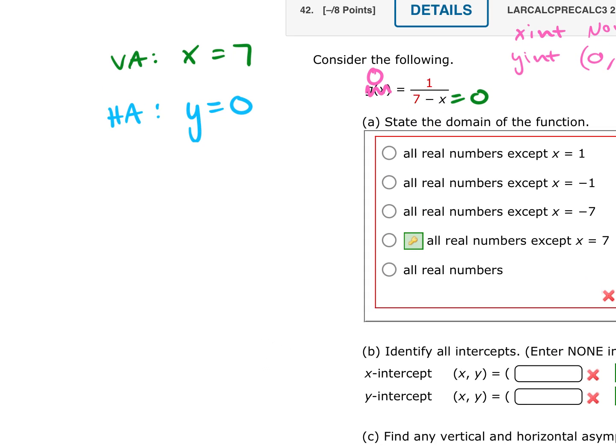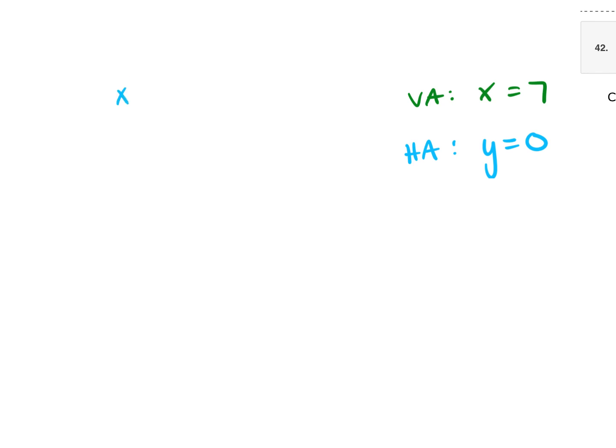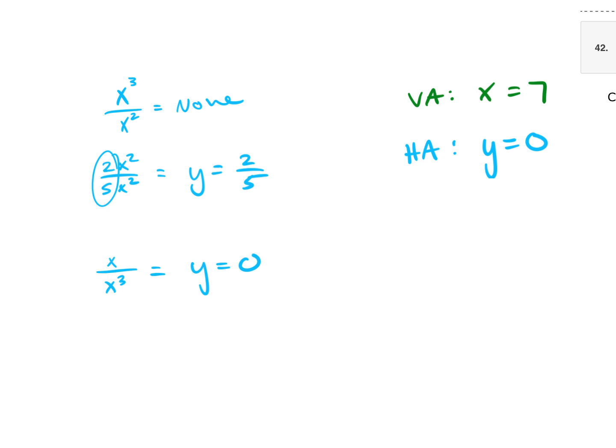Because it's horizontal, we look at the degree. So our degree of our numerator, we don't have an x, so the degree is technically 0. Degree of our denominator would be 1. So when the denominator is greater, it's y equals 0. If the numerator is greater, let's say we had x cubed over x squared, this would be none for horizontal asymptote. If they're the same, let's say we had 2x squared over 5x squared, we look at the coefficients. So this would be y equals 2 over 5. If the denominator is greater, let's say we had x over x cubed, this would be y equals 0.